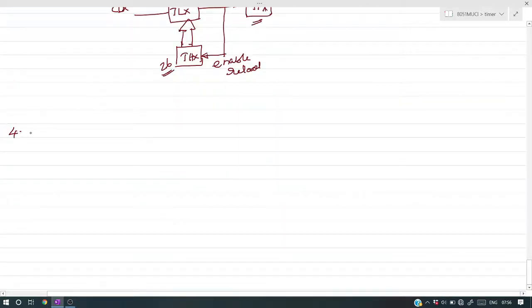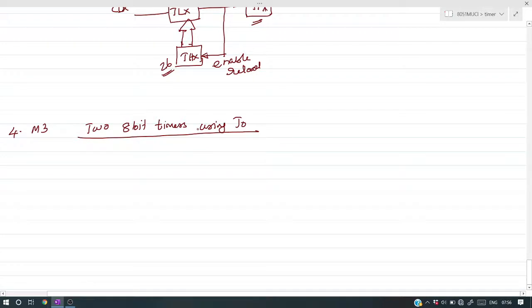The last mode in the timer is mode 3. It is two 8-bit timers using T0. Here timer 0 acts as two separate 8-bit timers. So we know that totally we can have two timers: T1, which is a 16-bit timer, and T0, which is also a 16-bit timer. It is split into two 8-bit timers.